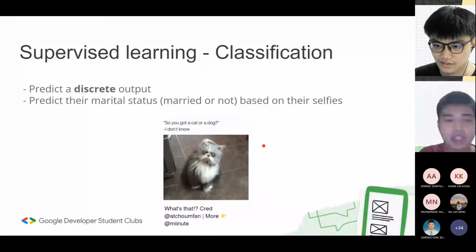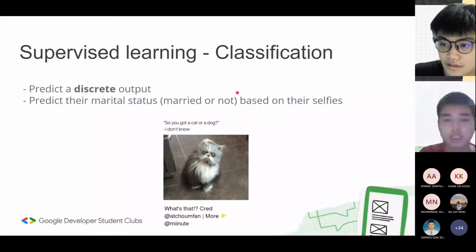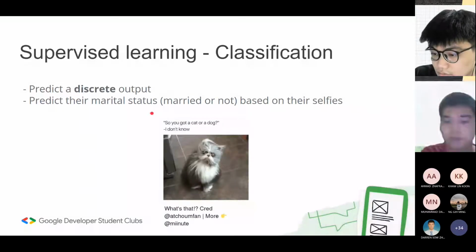Another example would be predicting their marital status based on selfies. So marital status would be married or not. It couldn't be anything in between, so it is considered classification. Although we can have multi-class classification as well, for the sake of simplicity, we'll talk about binary classification first.